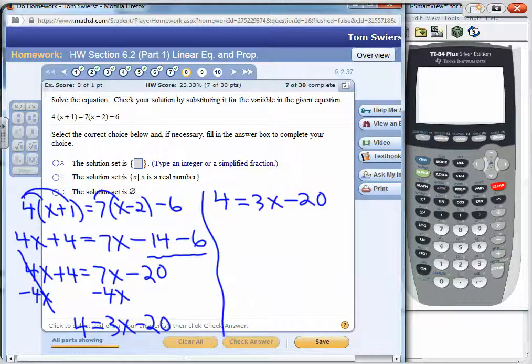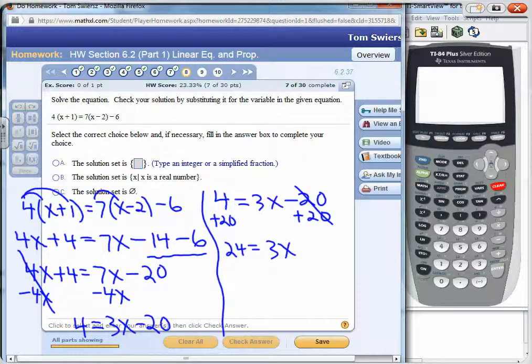The x is on the right side, right? So we have to get rid of what we're subtracting, the 20. So we're going to add 20 on both sides. 24 is equal to 3x, 4 plus 20 on the left side, and then the negative 20 plus 20 is 0. That's why we did that.